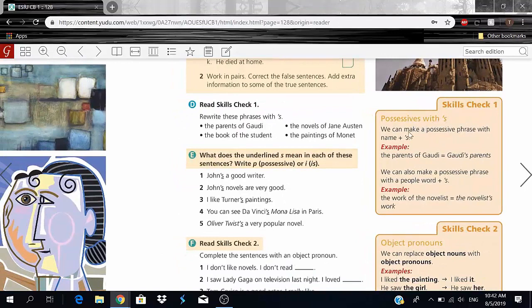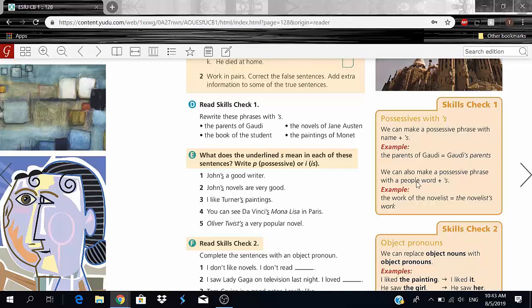possessives with S, okay? So we can make a possessive phrase with a name plus apostrophe S. So for example, if I'm talking about Gaudi's parents, or the parents of Gaudi, I can say it like this: Gaudi's parents, Jason's parents, William's parents, okay? I can use that apostrophe S for something or someone that belongs to a special someone else, okay?